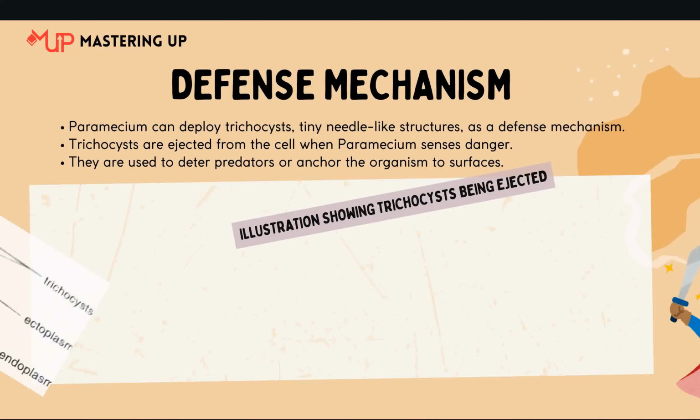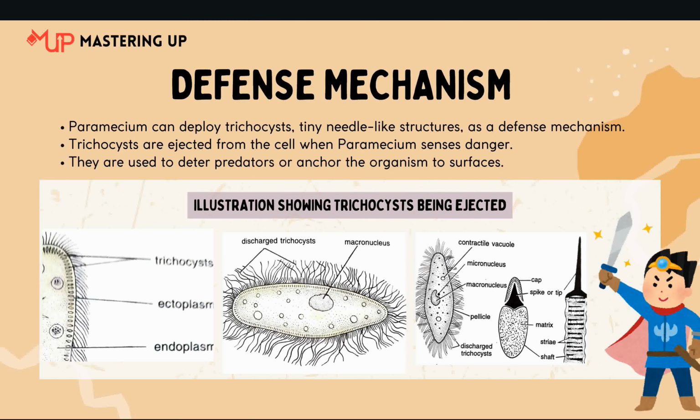Now let's see the defense mechanism. Paramecium can deploy trichocysts, tiny needle-like structures, as a defense mechanism. Trichocysts are ejected from the cell when paramecium senses danger. They are used to deter predators or anchor the organism to surfaces. In the images shown below, you can see trichocyst and then discharged trichocyst.